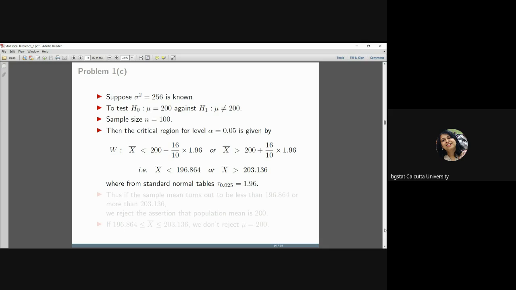So this is the left tail of the test, and the right tail of the test says we will also reject if x bar is greater than 200 plus 16 by 10 into 1.96. So we reject if x bar is very far out from 200, but it might lie in either tail. So either it's less than 196.864, or it is greater than 203.136. So note that these two values are symmetric about the value under the null hypothesis, which is 200.